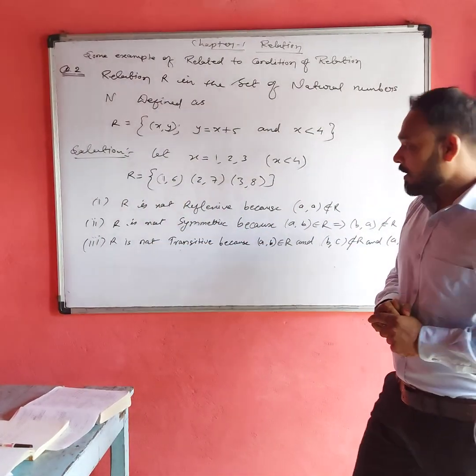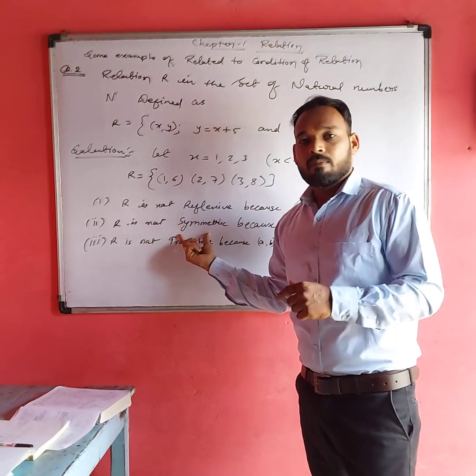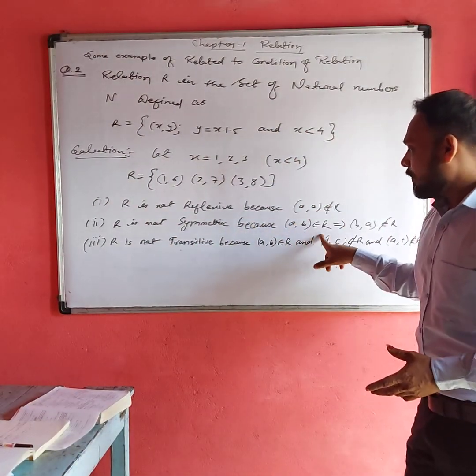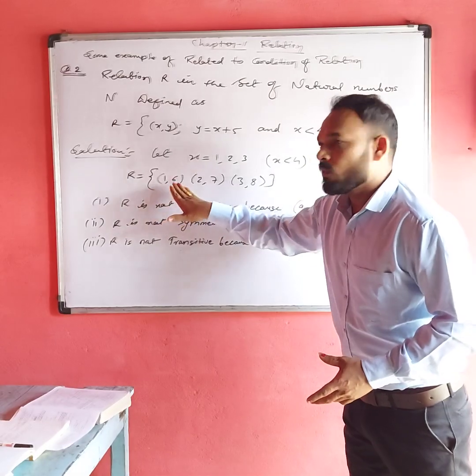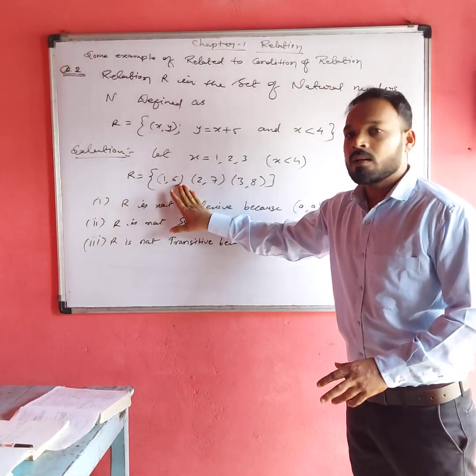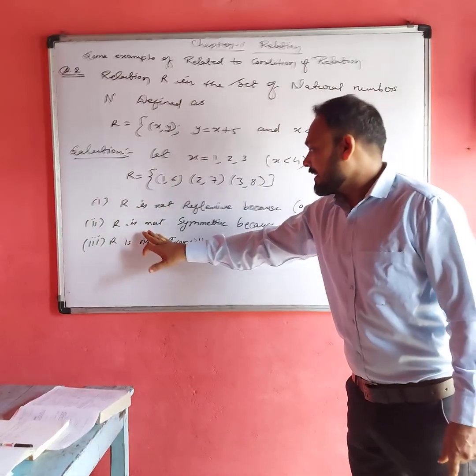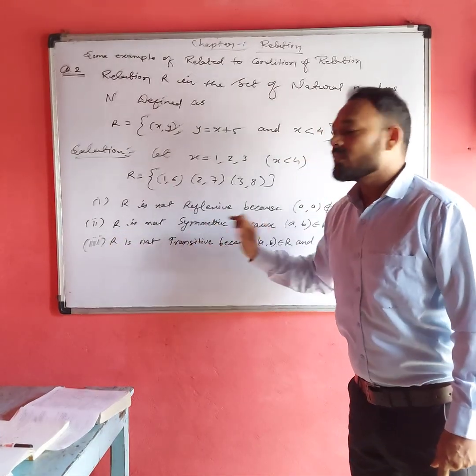Second condition: R is not symmetric. But why? Because (a, b) belongs to R, suppose (1, 6) belongs to R, but (6, 1) does not belong to R. That's the condition we want, meaning R is not symmetric.